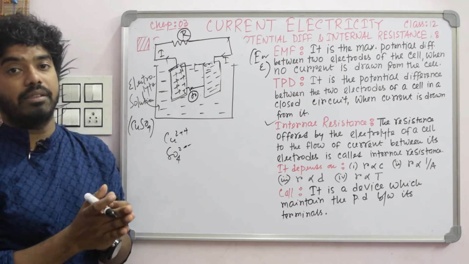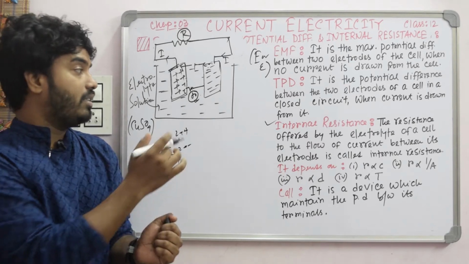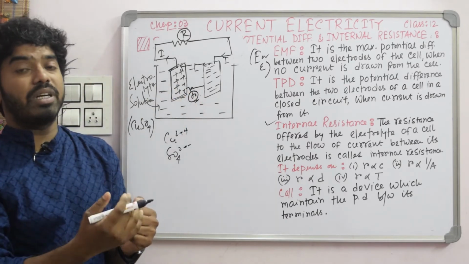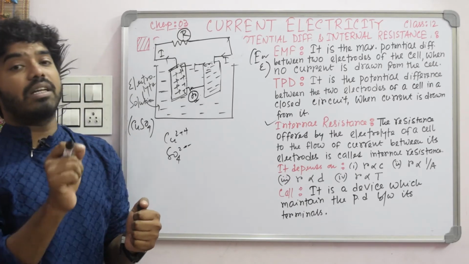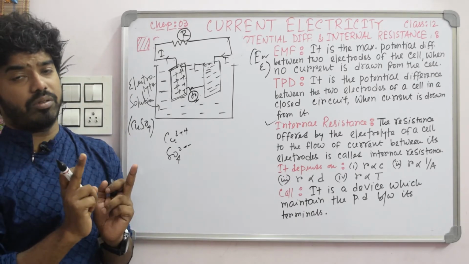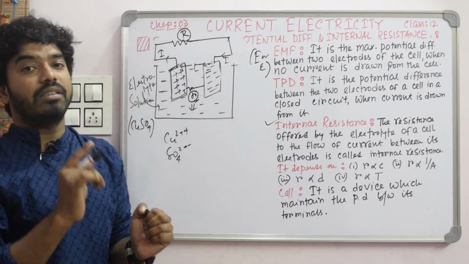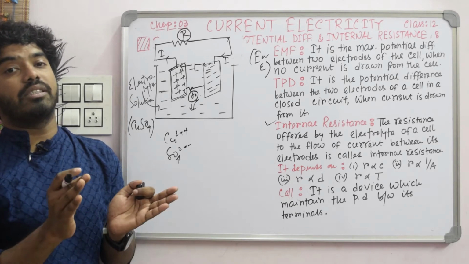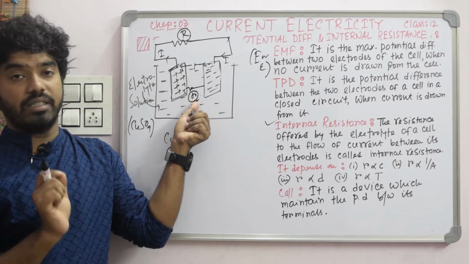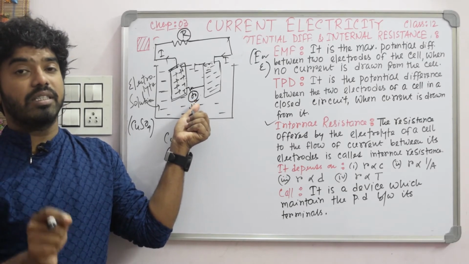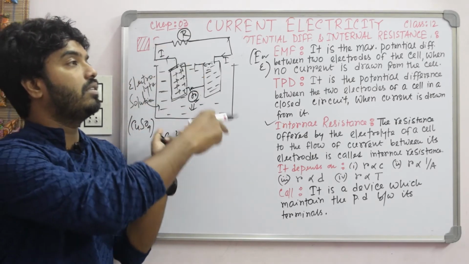Now obviously this internal resistance is controlled by various factors. I will explain later. Okay, but obviously there is some internal resistance between two electrodes, and this internal resistance exists when there is a current flow in the circuit. When there is no flow of current, there is no significance of this internal resistance. This internal resistance exists only when there is a flow of current in this circuit.